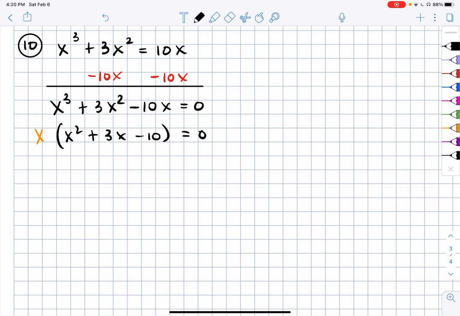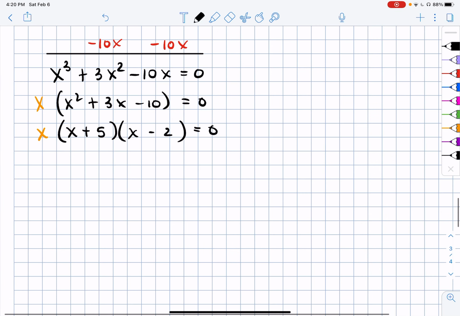So now I have to factor this. You're welcome to do the AC method, but I'm going to skip that and go directly to it. So this is going to be x times x plus 5 times x minus 2. So now, again, I have three factors here.